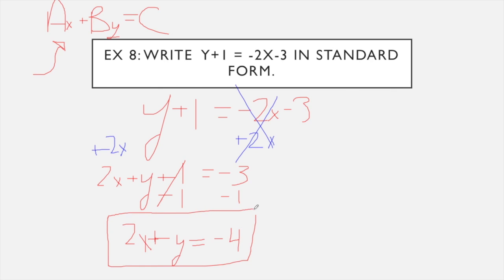That's what that means. So example 8 is given here. 2x plus y equals a negative 4. So please have that down for our 8th example. Standard form is important. You'll have a few like that on your test and your study guide.